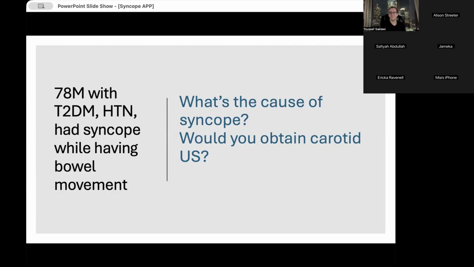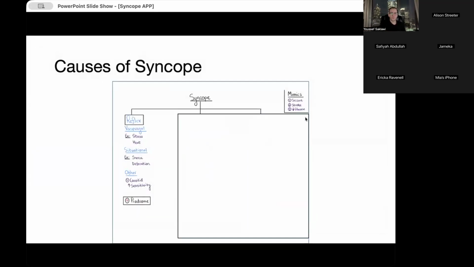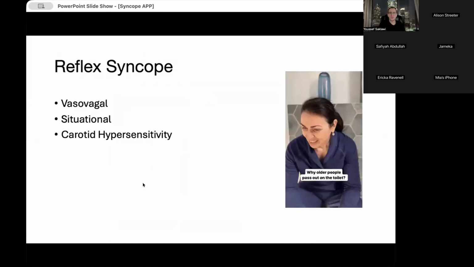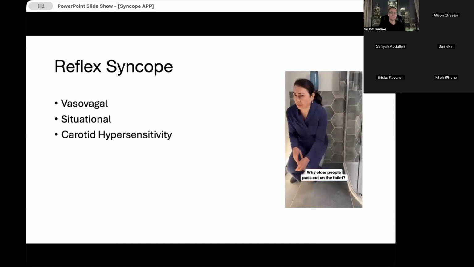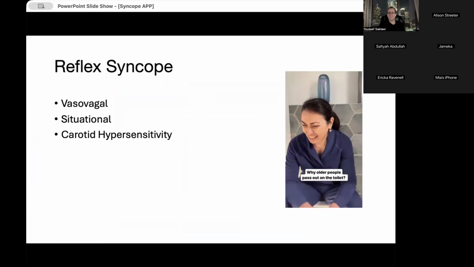I'm leaning towards vasovagal with this one and would probably not do a carotid ultrasound. Awesome. So vasovagal, no carotid ultrasound. So we're going to the first cause of syncope, which is reflex syncope, which includes carotid hypersensitivity, situational syncope, and vasovagal syncope. So these are the three settings: vasovagal, situational, and carotid hypersensitivity.